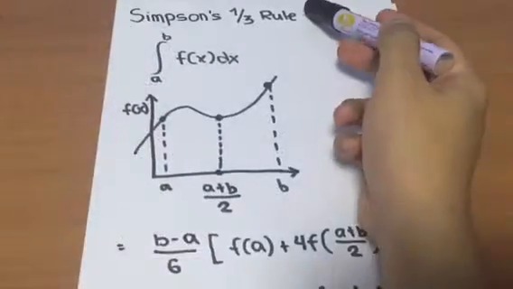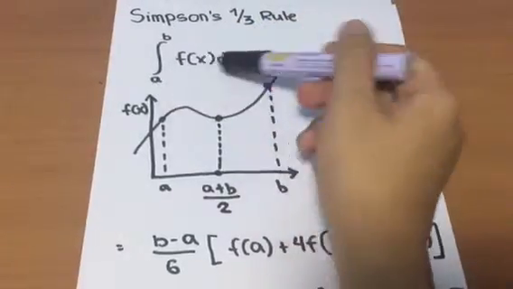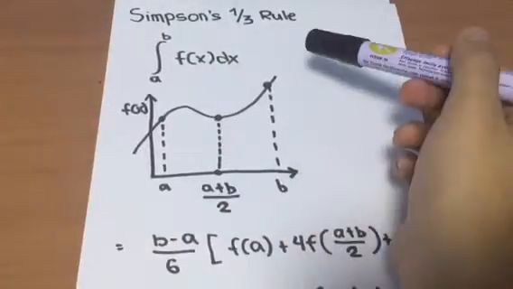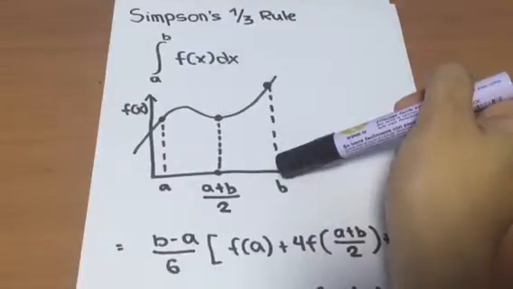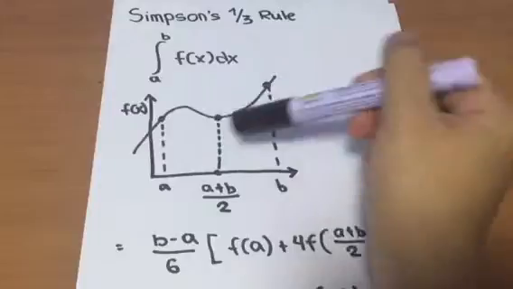Our next rule is Simpson's 1/3 rule. We have the same integral from a to b of f of x dx. We have the graph here. We draw the equation and locate a and b. Since it's the 1/3 rule, we divide the segment into two segments.